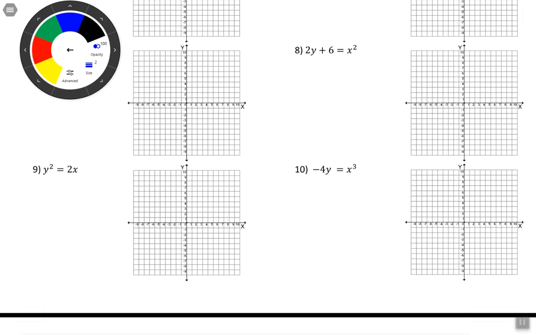Number 9. We have y squared equals 2x. Uh-oh. When you square root it, are you going to lose information, unless you remember plus or minus? Is there an easier way to do this? This is a sideways parabola. What we're going to do is solve for x. We're going to divide by 2. We're not solving for y for this one. We'll do that in a minute, but I want to show you the easy way to do that before you solve for y. If we divide by 2, we get x is equal to y squared over 2.